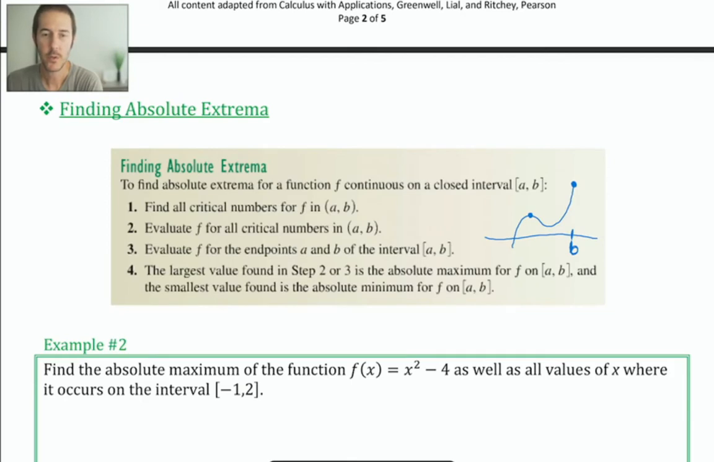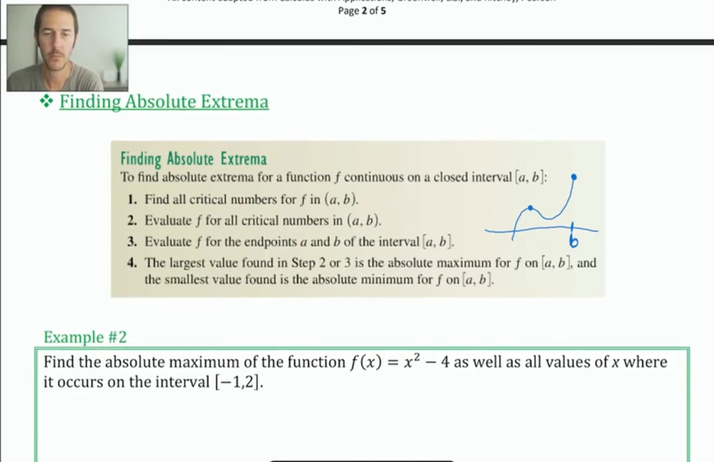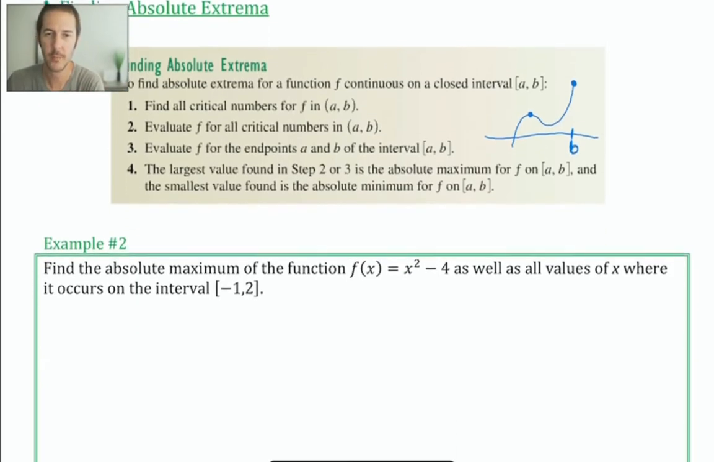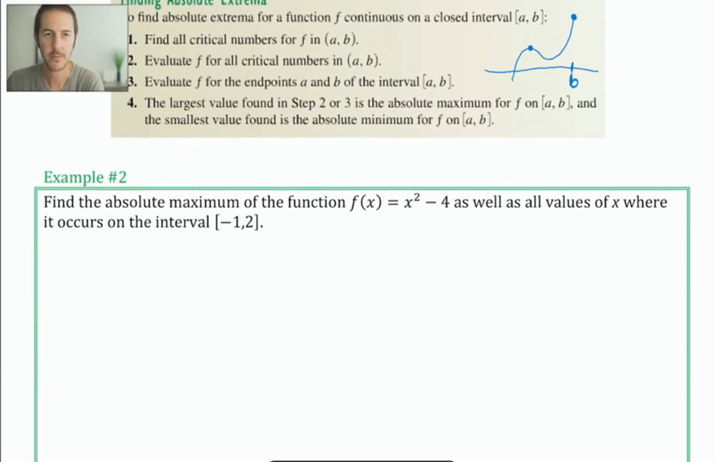And step number 4 is just a comparison process. We're going to pick the largest y value and call that the absolute maximum. And we'll find the smallest y value and call it the absolute minimum. So let's see what happens. Find the absolute maximum of this function.